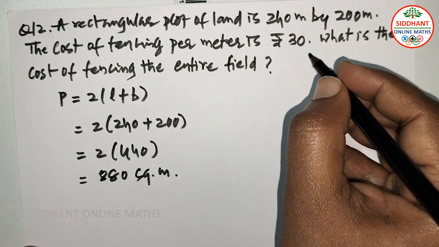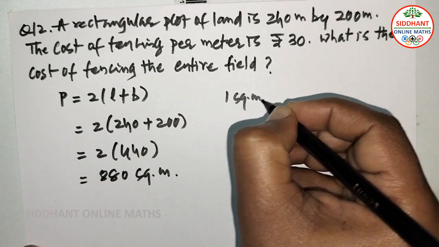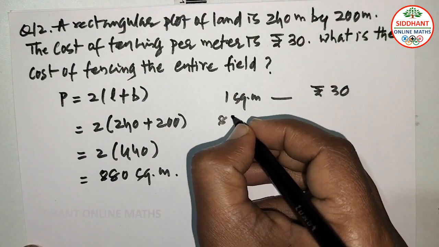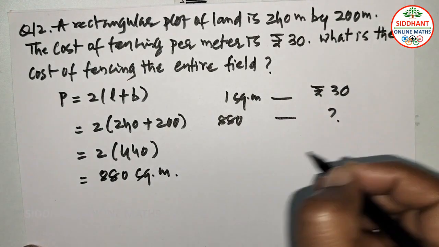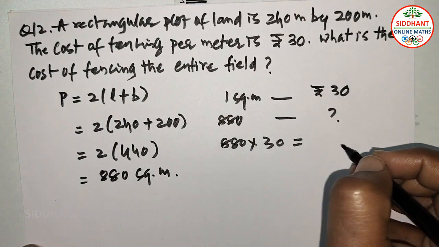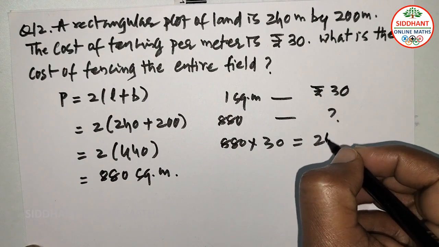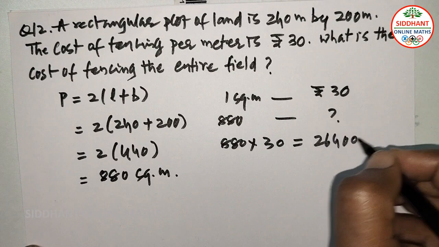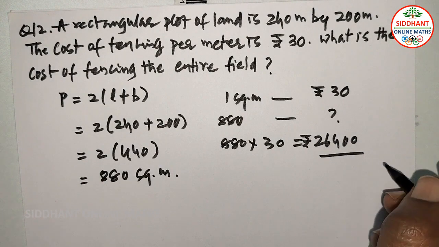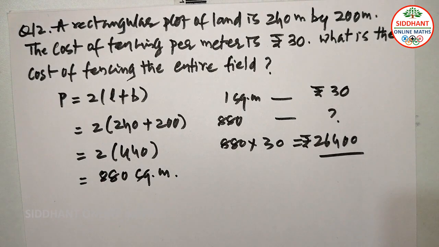So per meter the cost is 30. Then for 880 meters, how much? That means 880 into 30 we are going to multiply. Then we get 26400 rupees. So this is the cost of fencing the entire field.